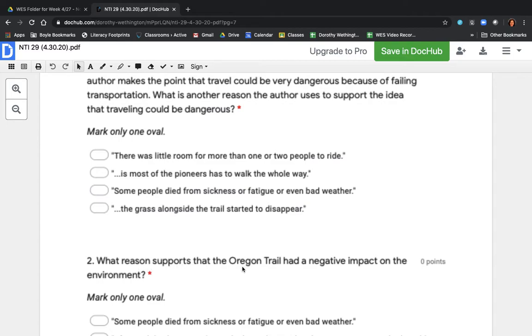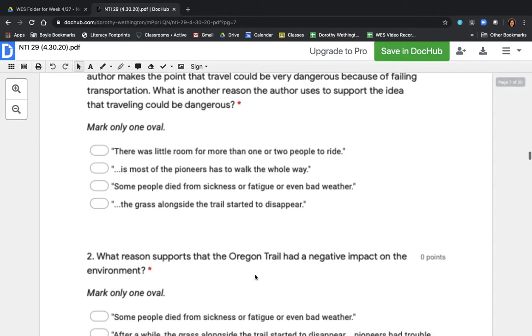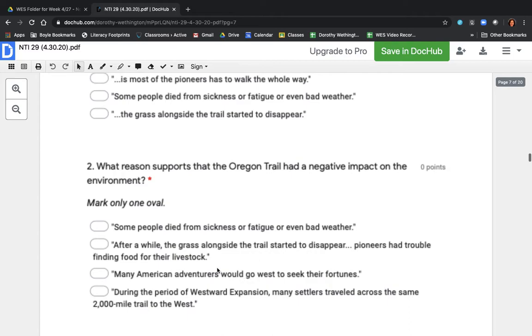What reasons support that the Oregon Trail had a negative impact on the environment? Mark only one oval. Some people died from sickness or fatigue or even bad weather. After a while, the grass alongside the trail started to disappear. Pioneers had trouble finding food for their livestock. Many American adventurers would go west to seek their fortunes. Or, during the period of westward expansion, many settlers traveled across the same 2,000-mile trail to the west.